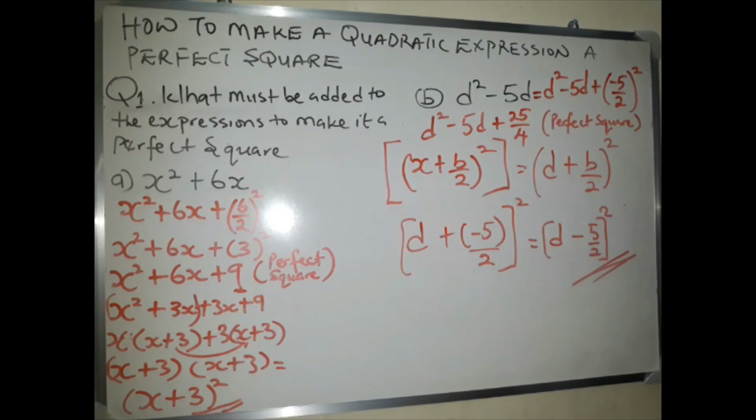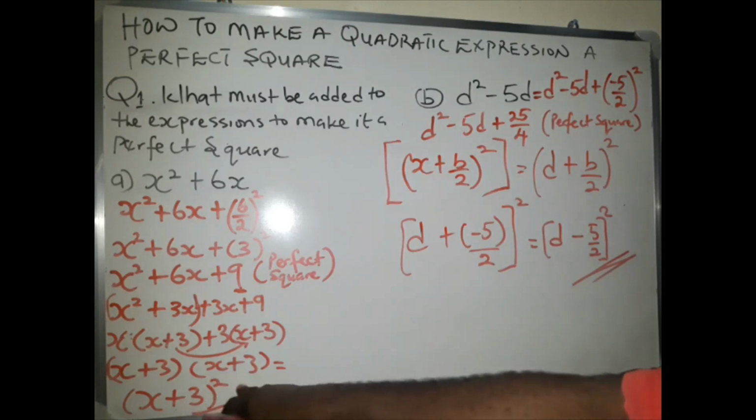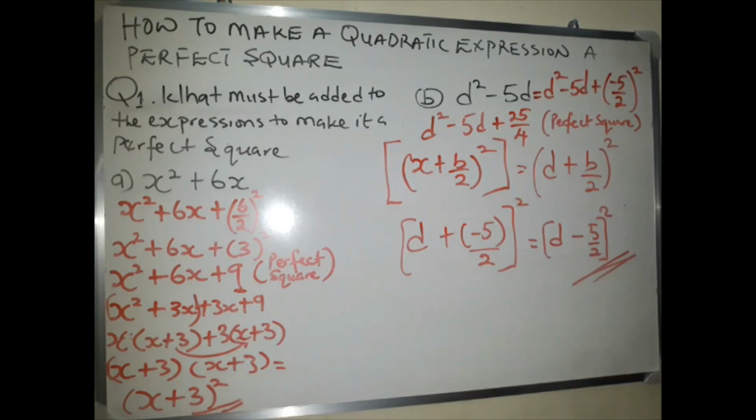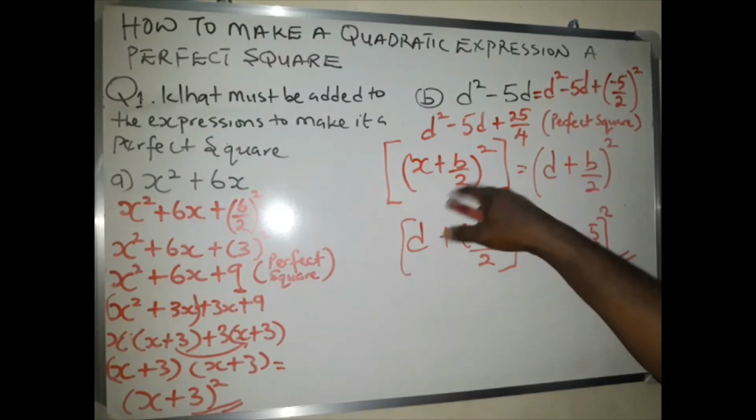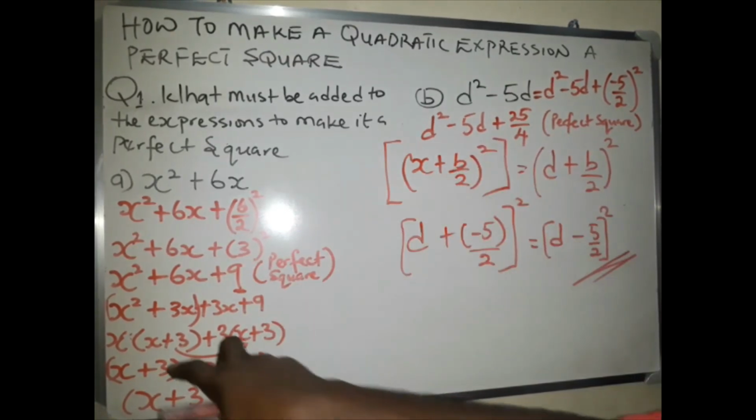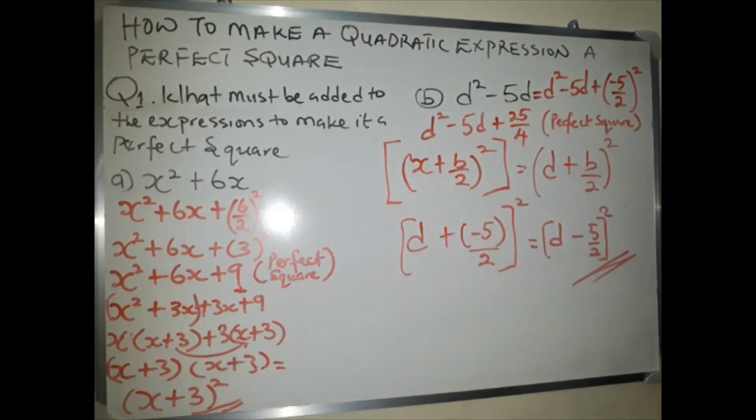Just like we have x plus 3 in bracket raised to the power 2, we now have d minus 5 over 2 raised to the power 2. So that will be the answer if we're asked to solve this expression by using this formula. This is the formula that we use. You can also use this formula in this expression and you get your answers correctly.